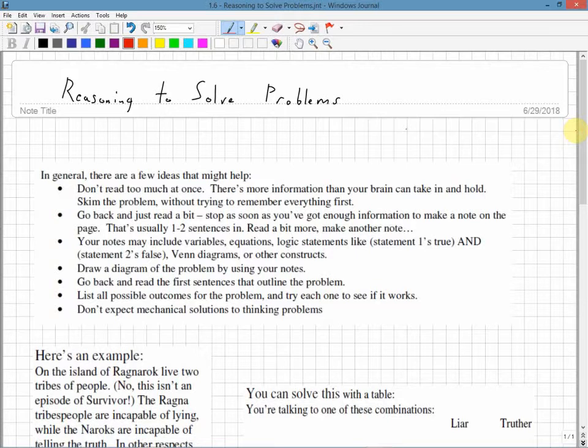Go back and just read a bit. Stop as soon as you've got enough information to make a note on the page. That's usually 1 or 2 sentences in. Read a bit more, make another note, go back and forth. Don't go all at once.